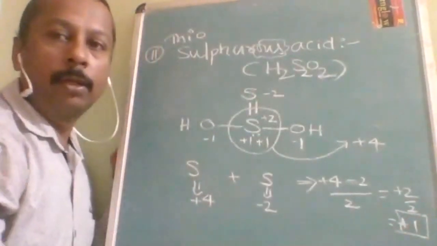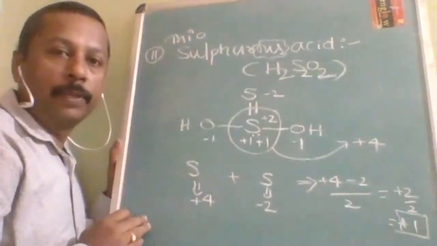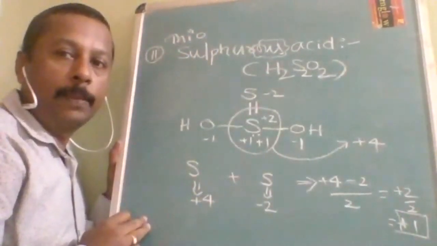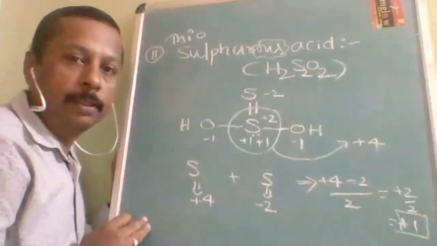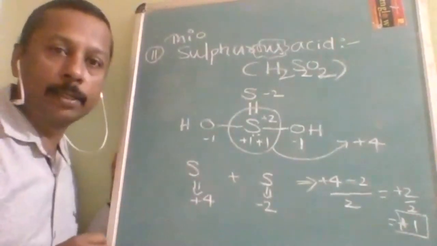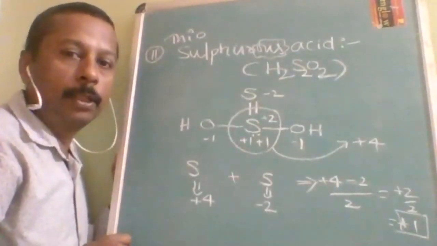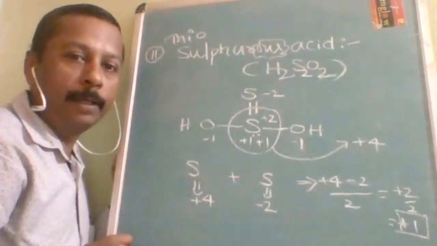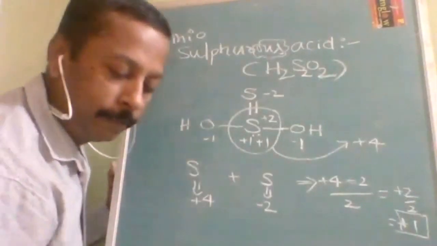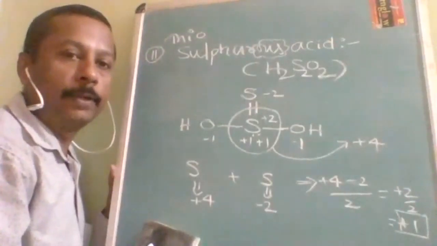Is it understood? How to remember this? The word thio is used when oxygen is replaced by sulfur. When oxygen is replaced by sulfur, it is called thiosulfurous acid, H2S2O2. So in sulfurous acid, I am replacing only one oxygen with sulfur. This is the structure of the second member of the sulfurous acid series.